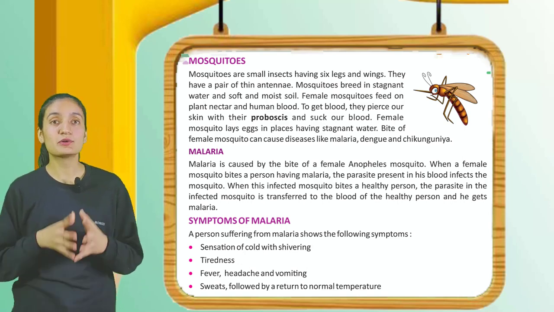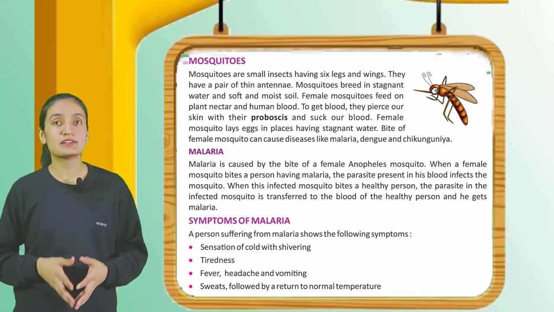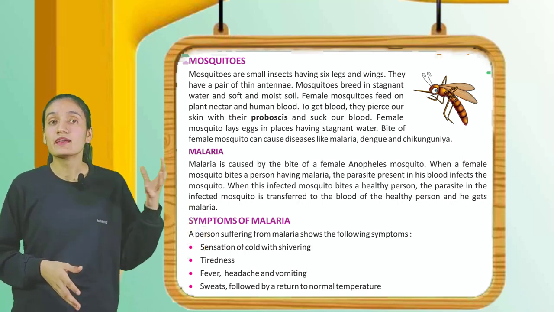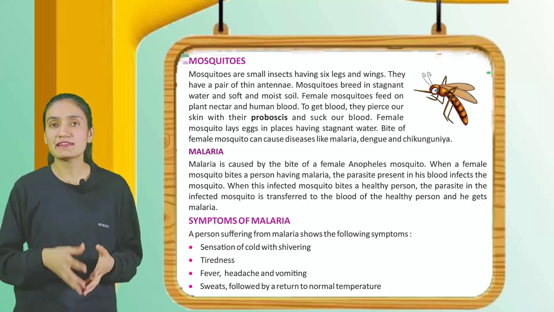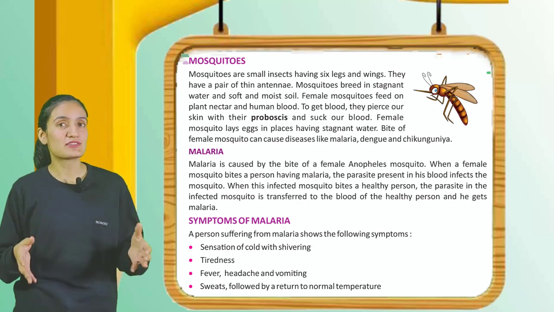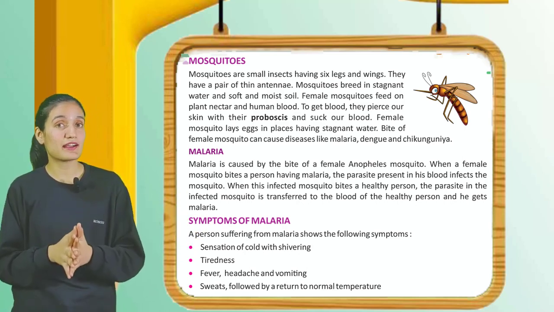When a female mosquito bites a person having malaria, the parasite present in his blood infects the mosquito. When this infected mosquito bites a healthy person, the parasite in the infected mosquito is transferred to the blood of the healthy person and he gets malaria.